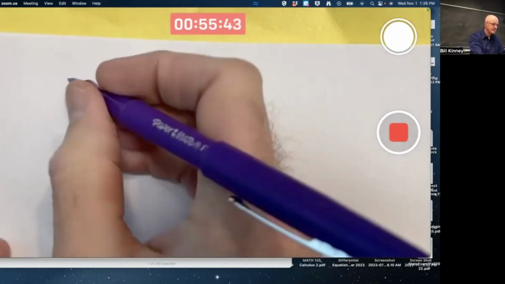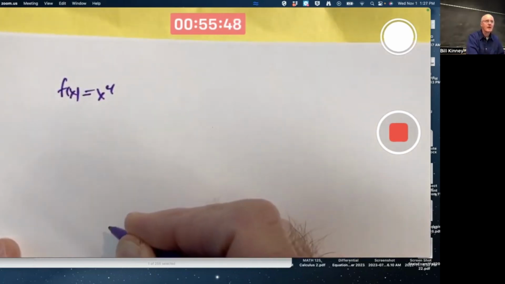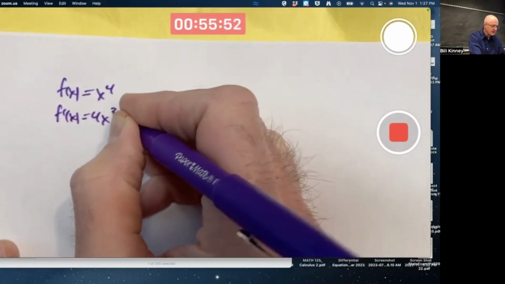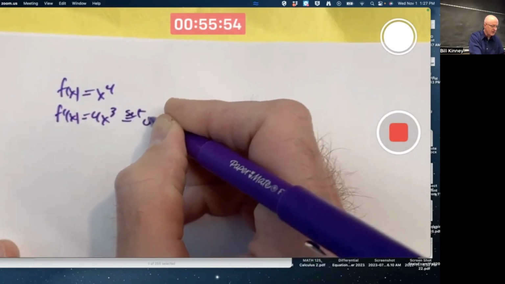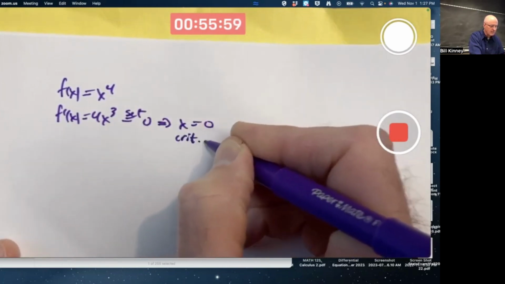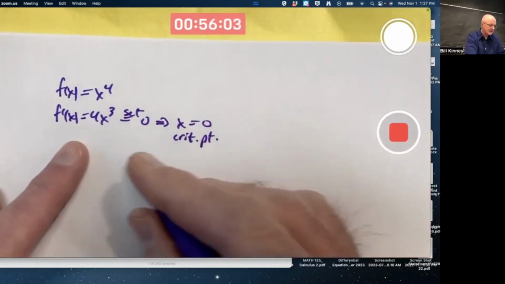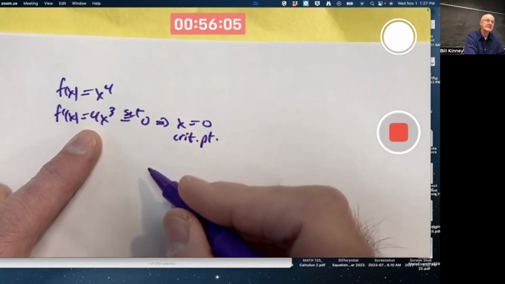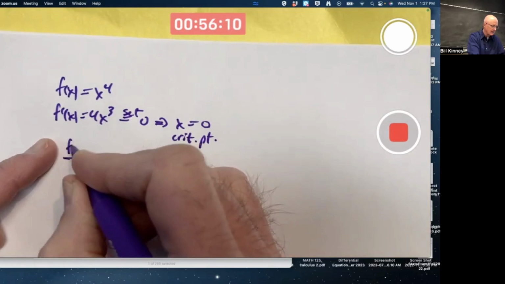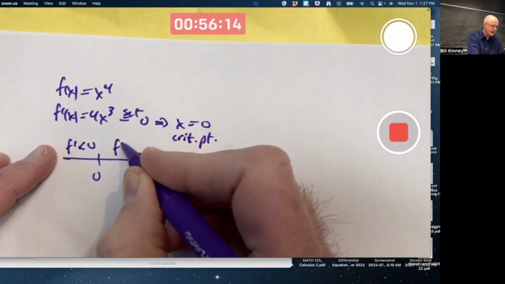Simplest such example is f of x equals x to the 4th. This is a function whose derivative is 4x cubed. If I set that equal to 0 and solve for x, I get a critical point at 0. That derivative, 4x cubed, is negative when x is negative, and positive when x is positive.